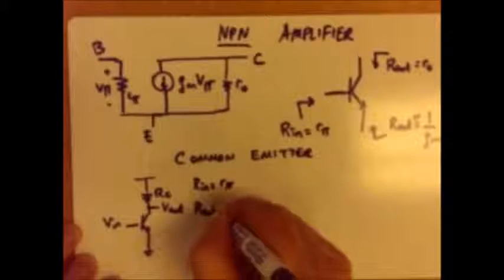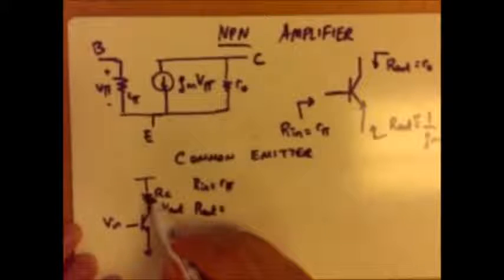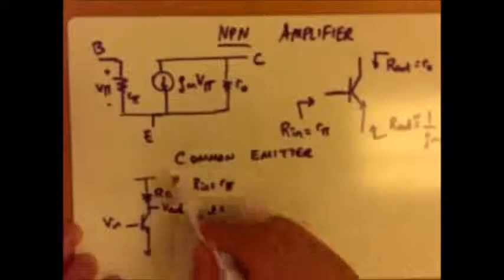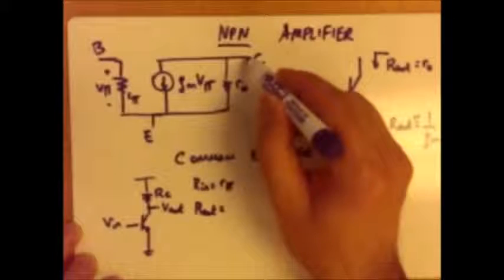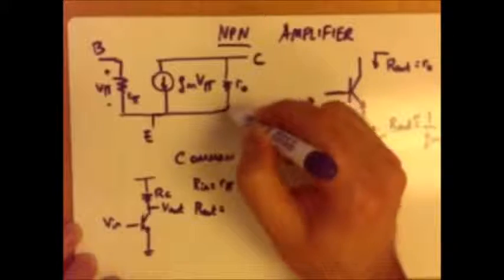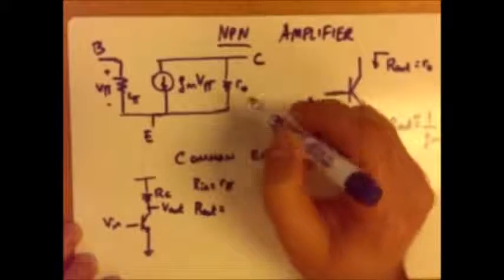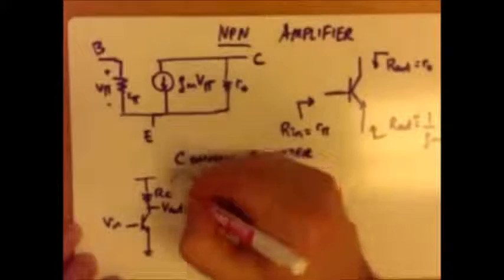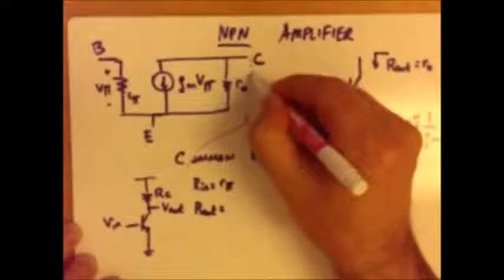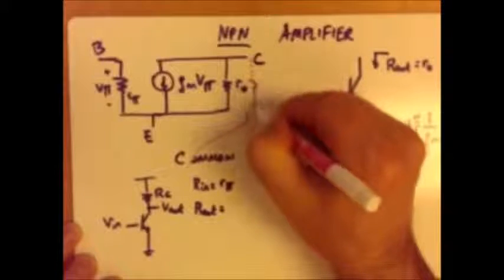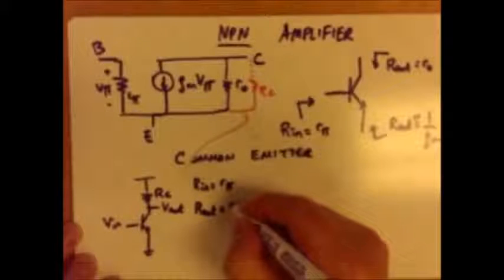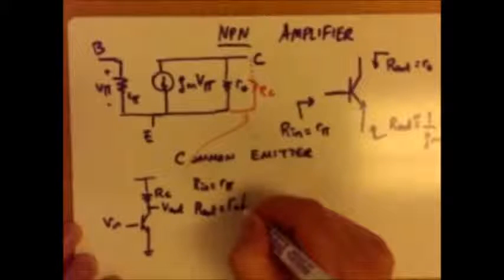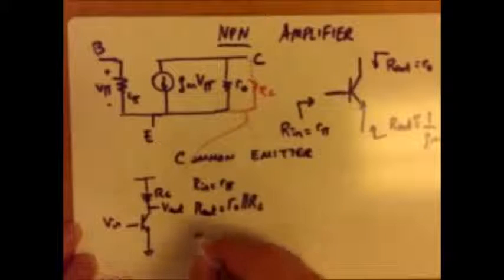Your Rout in this case, because RC is going to be between collector and ground, because in AC we'll take this as ground, you will have that RC right here. So it's going to be in parallel, ro in parallel with RC.